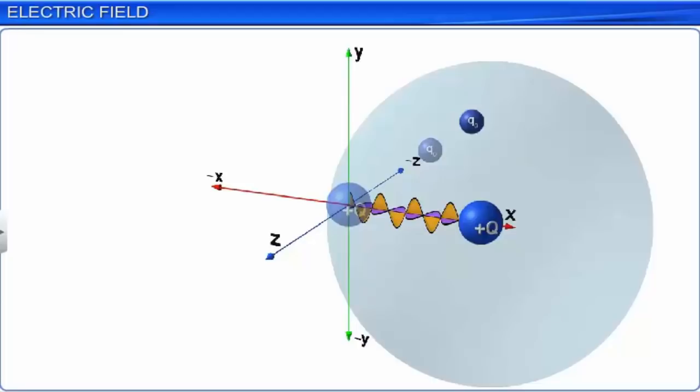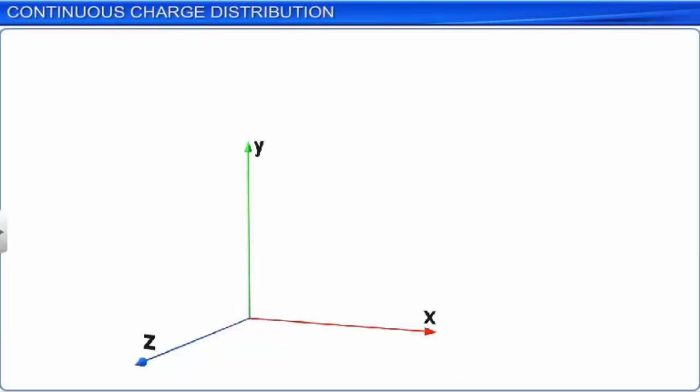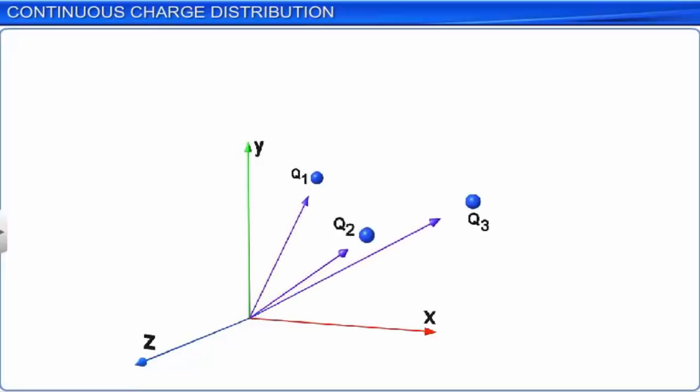For example, electric current applied to a solenoid creates an electromagnetic field around it. Consider a region consisting of point charges Q1, Q2, Q3 and so on in air or in vacuum with position vectors R1, R2, R3, and so on, relative to the origin O. Let P be a point in this region.